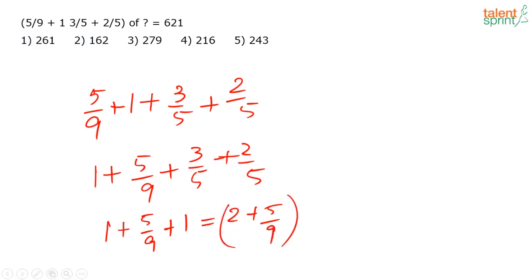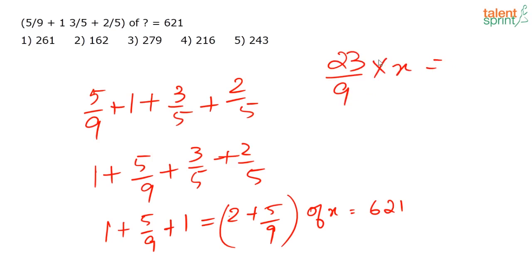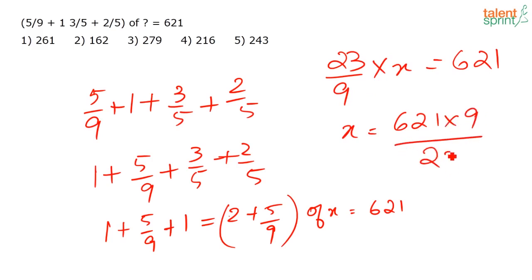2 plus 5 by 9. So what is 2 plus 5 by 9? This you can simplify, of x is equal to 621. Correct? You have to multiply, right? Denominator has to be made the same. So multiply this thing by 9. So what do you get? 9 2s are 18. 18 plus 5, 23. 23 by 9 of x is equal to, of is nothing but multiplication, that is equal to 621, or x is equal to 621 into 9 by 23. Correct? All of you are getting this.